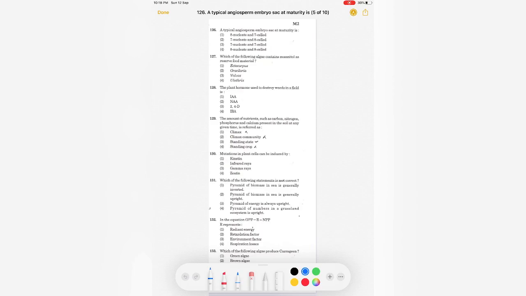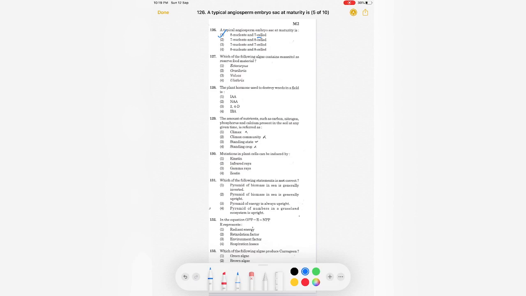A typical angiosperm embryo sac at maturity is 7-celled and 8 nucleate. I think you remember the structure of the female gametophyte or embryo sac. It has 3 antipodals, 2 synergids, 1 egg cell, and a large central cell having 2 polar nuclei. Since 2 polar nuclei are present in a single cell, it is 7-celled and 8 nucleate. The correct answer is 1.